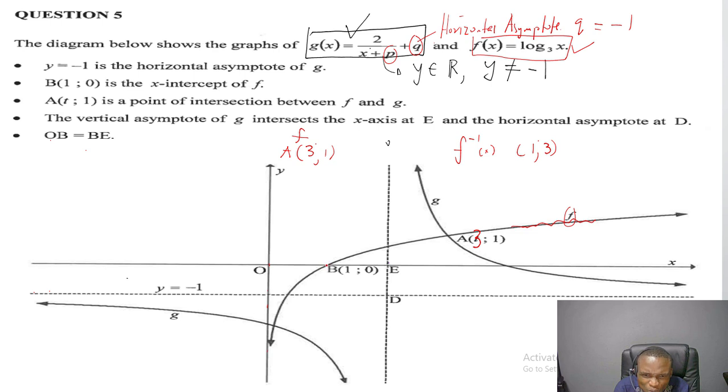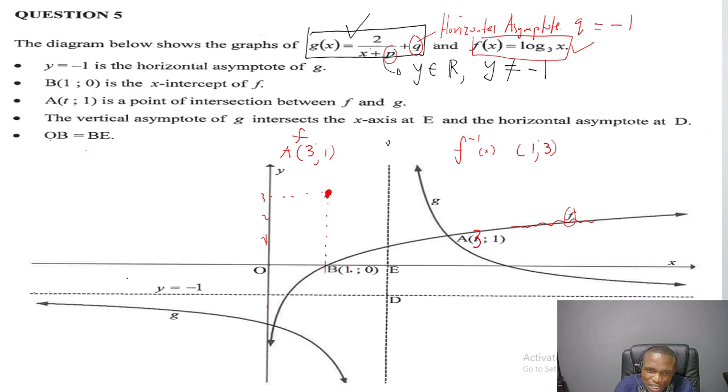X is 1, so 2 and 1, 2, 3. Let's say 1 and 3 will be here. So you see, if on the function f we have 3 and 1, it means that one of the points of the inverse is 1 and 3. You just swap those coordinates.